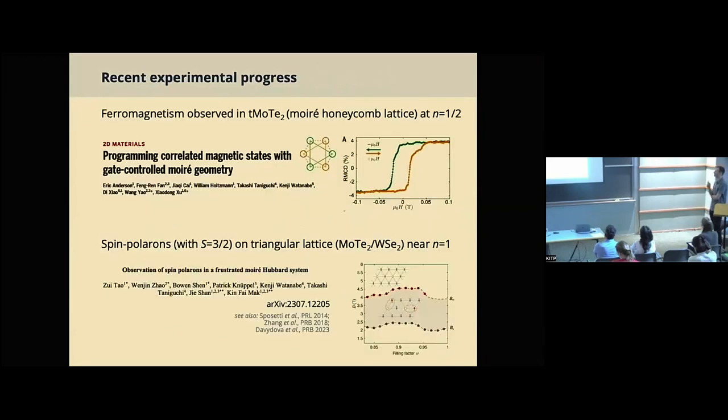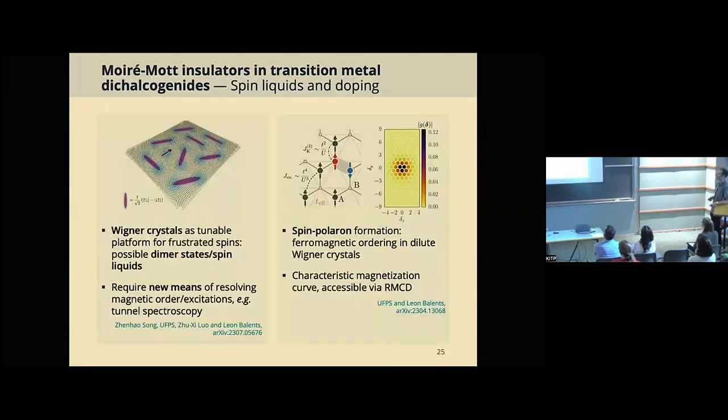Okay, I wanted to talk about recent experimental progress, but Kinfai Mak has basically given exactly the motivation, or his results. I was very glad to hear this, so I'm just going to skip this. Coming to my conclusions: in the first part, I've given you some details on the slave-rotor mean field theory, which might be able to describe spin liquids or VBS states at fractional fillings in these frustrated spin systems. And in the second part, we have investigated the spin polaron physics in these doped Moiré-Mott insulators. With this, let me thank you for your attention.